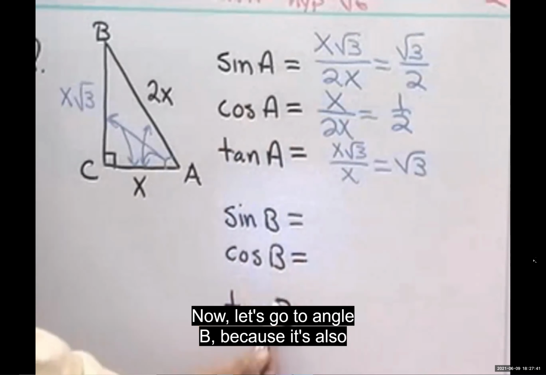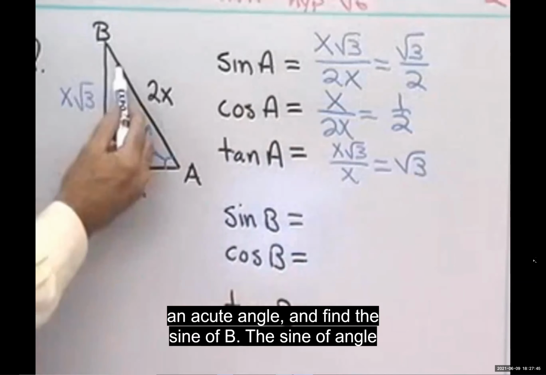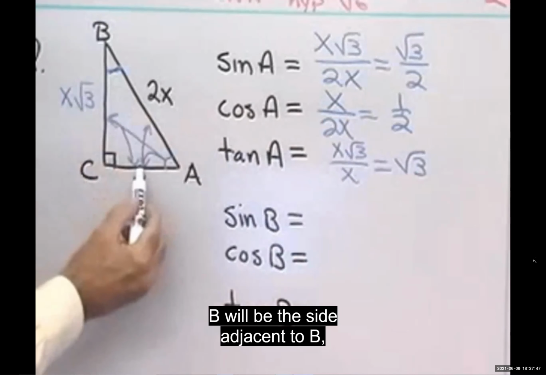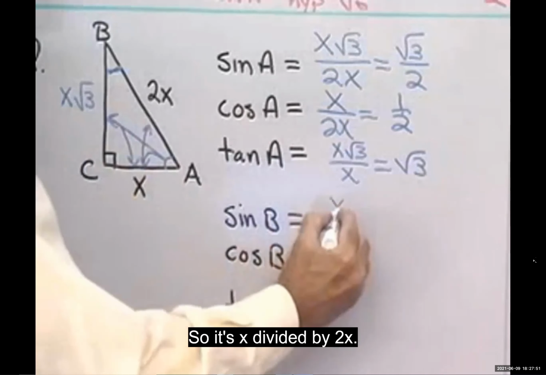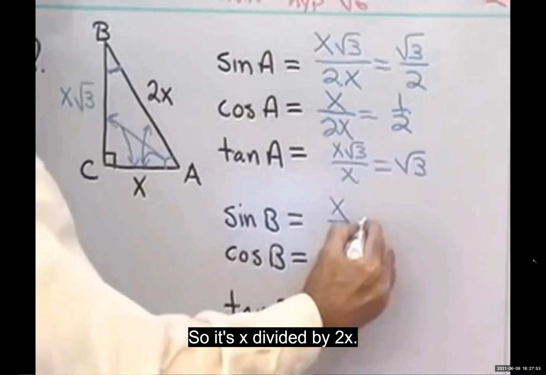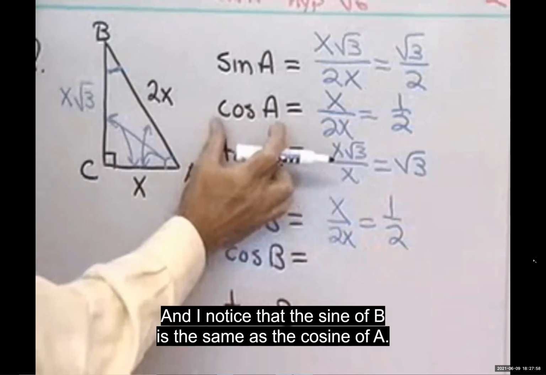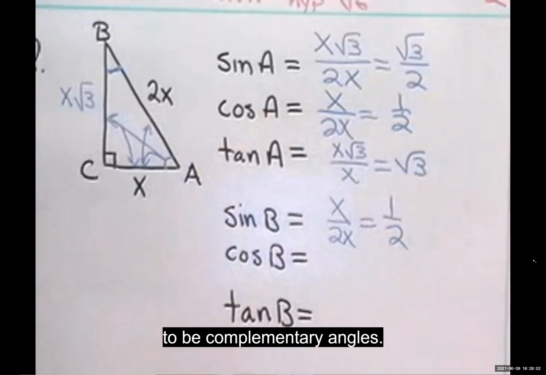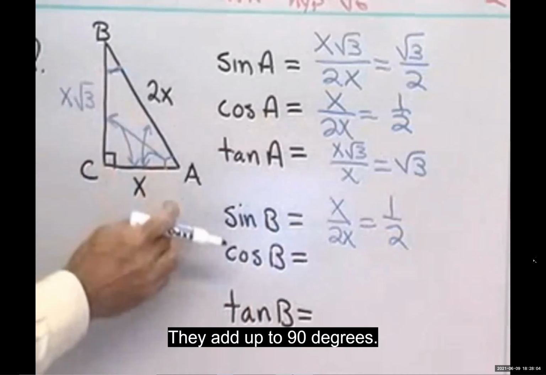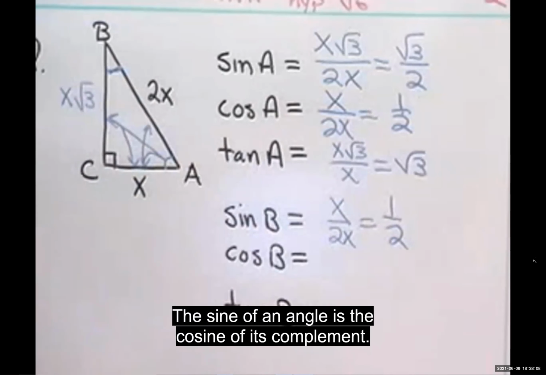Now let's go to angle B, because it's also an acute angle, and find the sine of B. The sine of angle B will be the side opposite B, which is x, divided by the hypotenuse, 2x. So it's x divided by 2x, and that comes out to be 1/2. And I notice that the sine of B is the same as the cosine of A. And that's because A and B happen to be complementary angles. They add up to 90 degrees, and that's my cofunction theorem. The sine of an angle is the cosine of its complement.